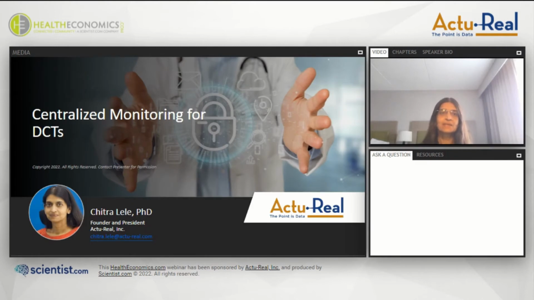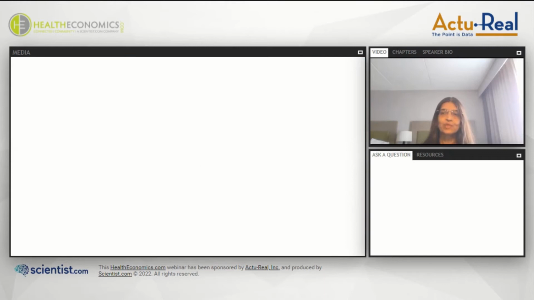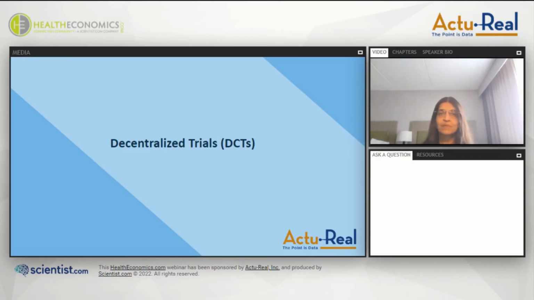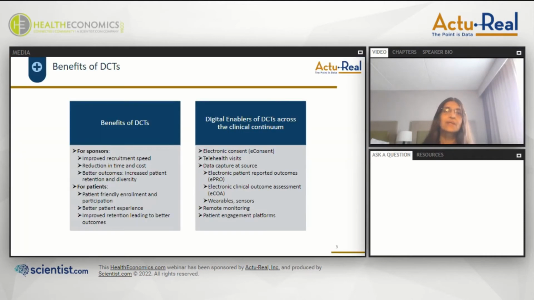The plan is we will start with basic context setting. So what are DCTs? What does monitoring mean for DCTs and how has it evolved? Some of you who are attending, or many of you, may be familiar with this. There is a lot of talk about DCTs, and many of you are probably also involved in decentralized trials.